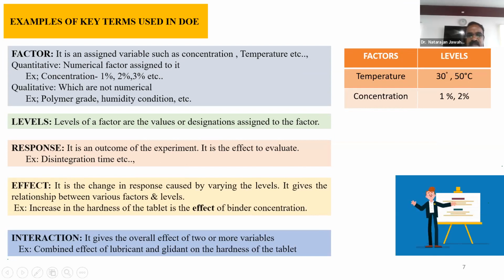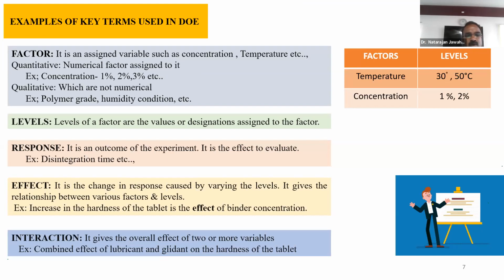The factors may be a temperature. Temperature is, I think, a qualitative factor. We cannot quantify. And the numerical factor, concentration like 1% or 2%. And the levels, one is low level, one is high level, you can see. So levels are the values, or we can say a designation assigned to the factor. I mean, what is the concentration, what is the temperature, all those things.